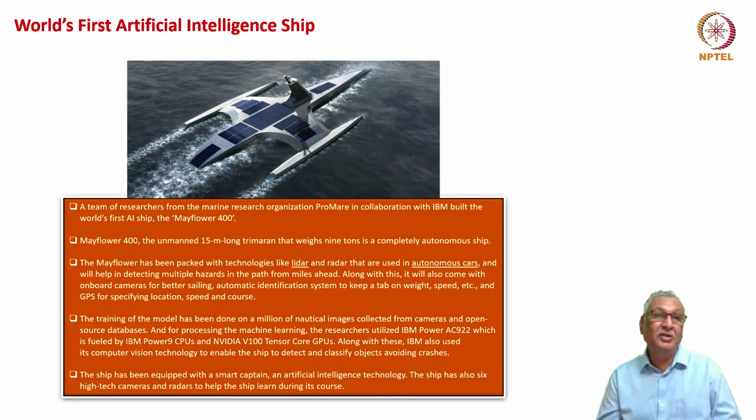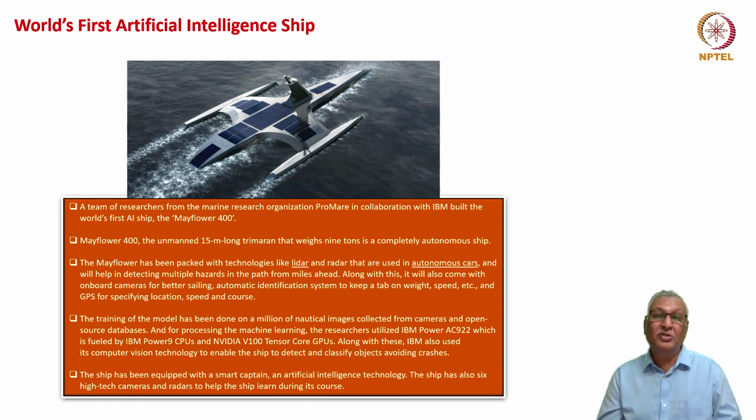We are also likely to get the world's first artificial intelligence ship sooner or later. A team of researchers from the Marine Research Organization, Propeller, in collaboration with IBM, built the world's first AI ship, the Mayflower 400. It is an unmanned 15-meter long trimaran that weighs 9 tons and it is completely autonomous. It is packed with technologies such as LiDAR and radars that are used in autonomous cars. And this will help in detecting multiple hazards in the path from miles ahead.